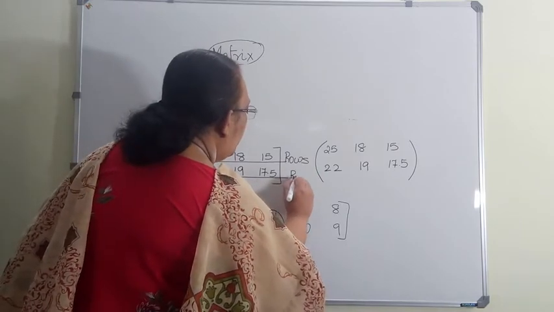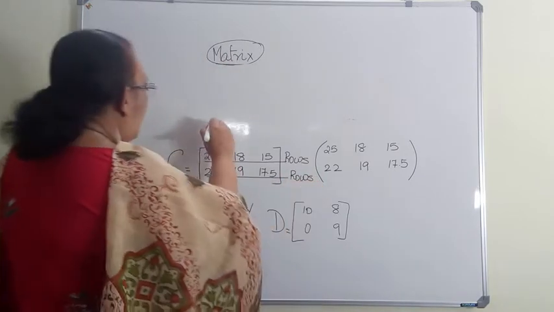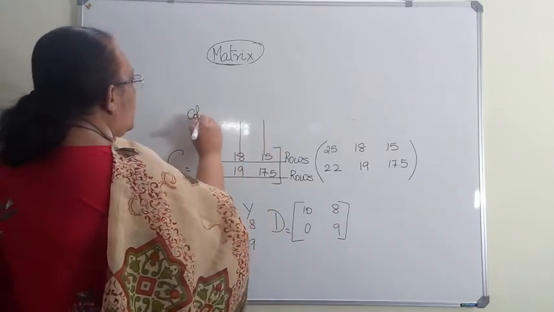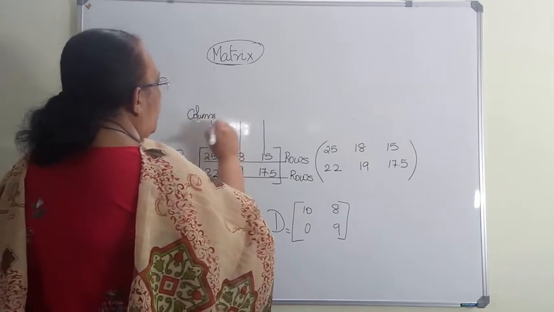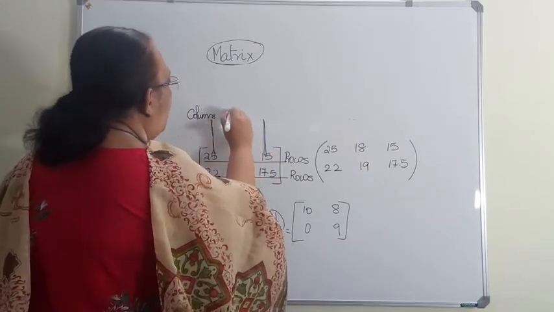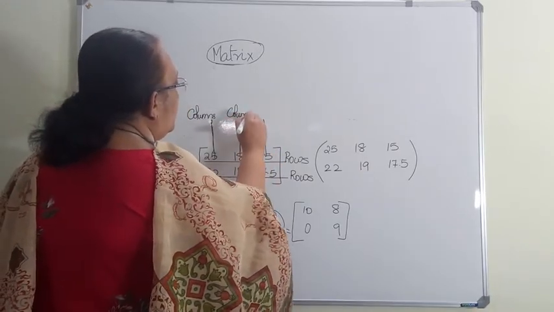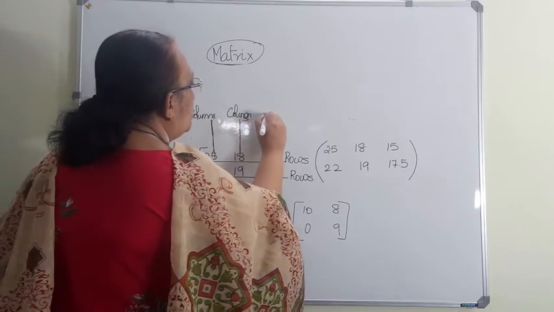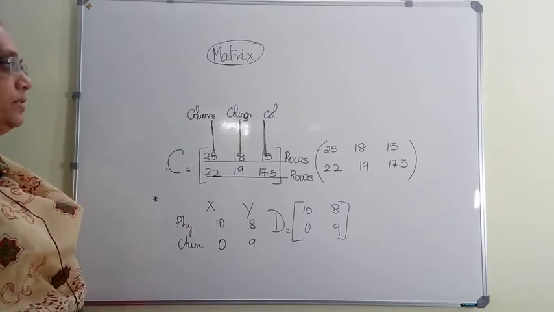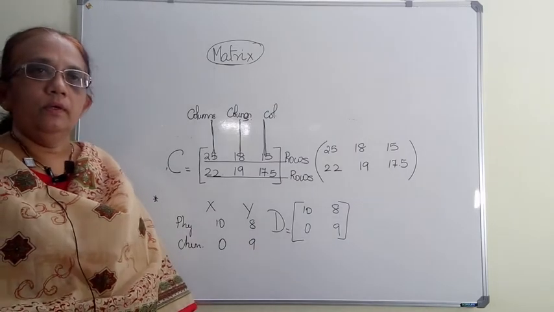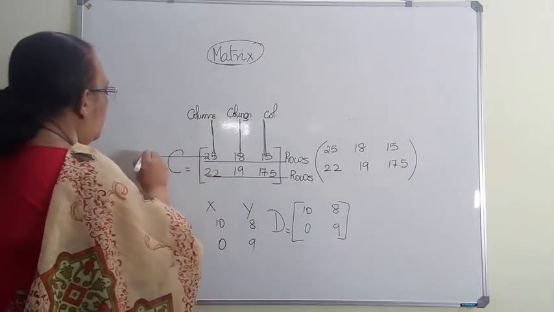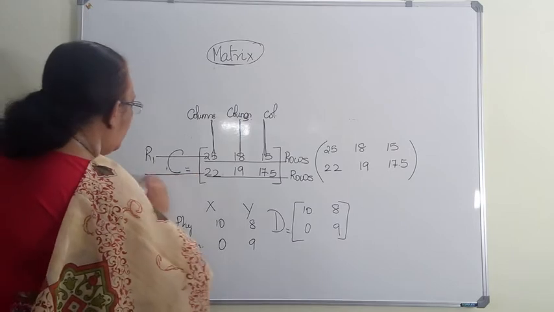This is also a row in terms of rows and columns. So matrix means it is representing information in a tabular form, and in the tabular form the information is written in rows and columns. The first matrix has how many rows? You can see that there are two rows. It is represented by R1 and R2.